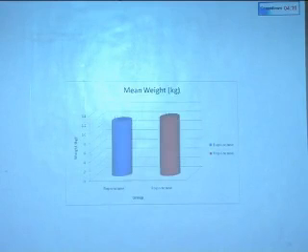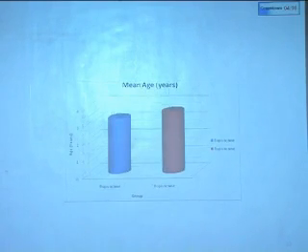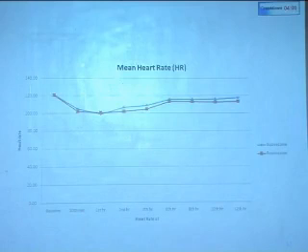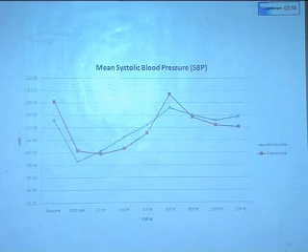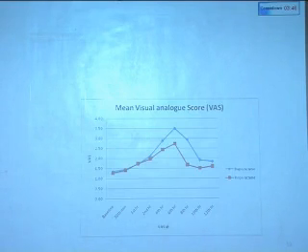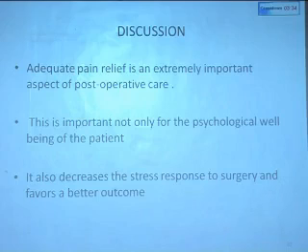Now these are the children we took. The mean weight was not significantly changed, not much change was there. And the mean age was also comparatively similar in both the groups. Mean heart rate: what we observed was that there were no major changes in the heart rate of both the groups. For the mean systolic BP, there were no significant changes in both the groups. The mean visual analog score: we observed that with both the drugs, we required the rescue analgesia at the 8th hour. So we were observing the patients from 0 to 12 hours after giving the caudal block.